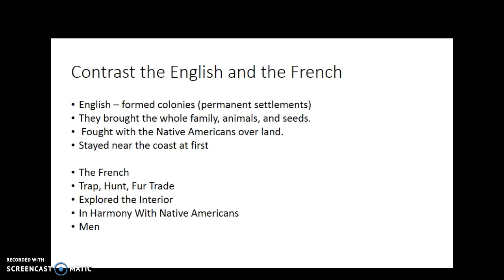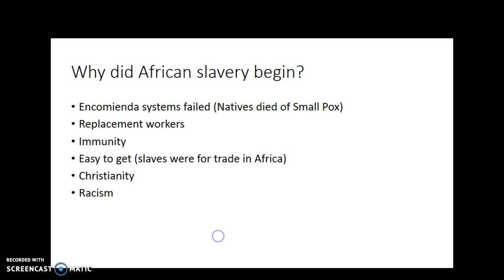The English and the French came to America for different reasons. The English came here to stay permanently. They formed colonies. They brought the whole family: animals, seeds, children, women. They fought with the Native Americans over land because they were trying to stay and take land, and they stayed near the coast at first. The French went into the interior, where they looked to trap and hunt and fur trade. In general, they were in harmony with the Native Americans as they worked with them and learned from them. The French brought men only who were hunters and traders.